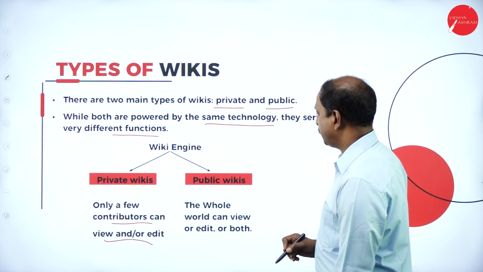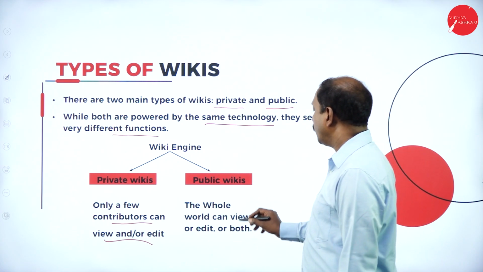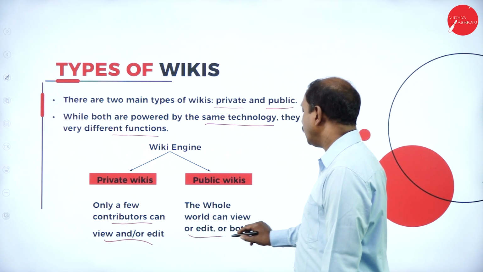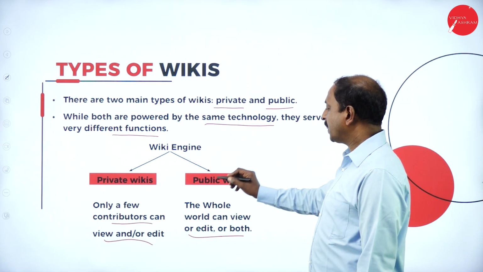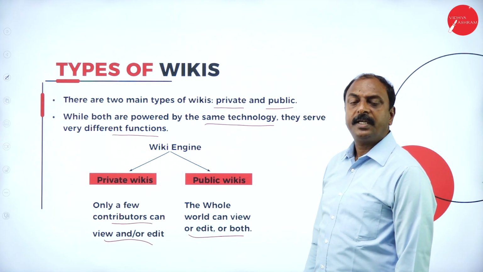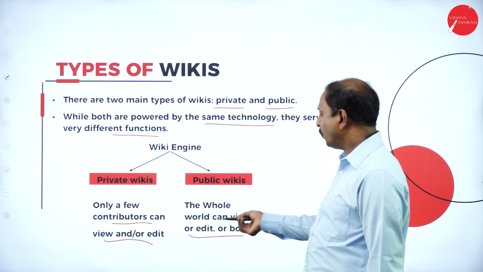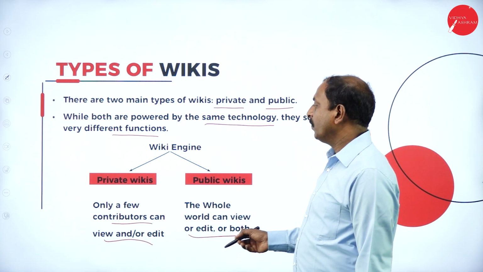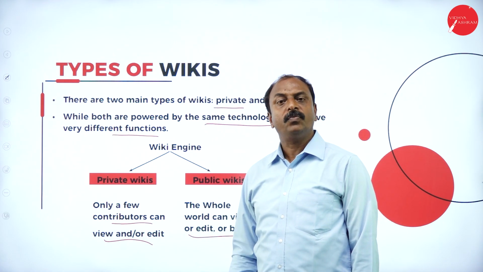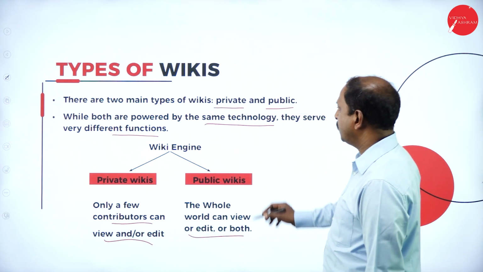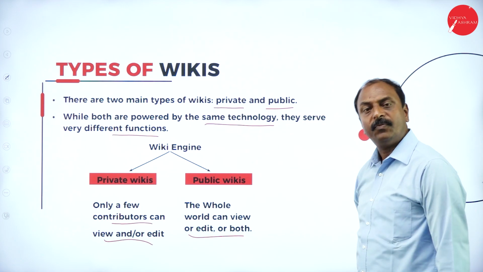Now public wikis. Under public wikis, the whole world can view or edit or both. This is for public applications where anyone can access the website, register, and contribute or edit the document. Whereas private wikis are only for limited members of an organization. So these are private and public wikis.